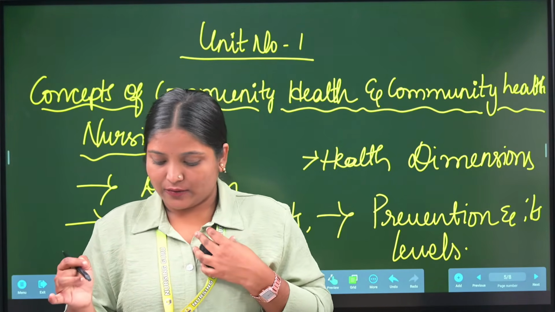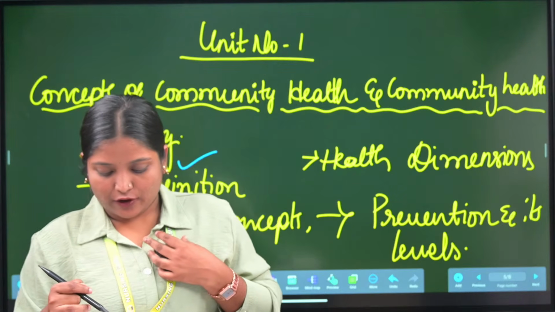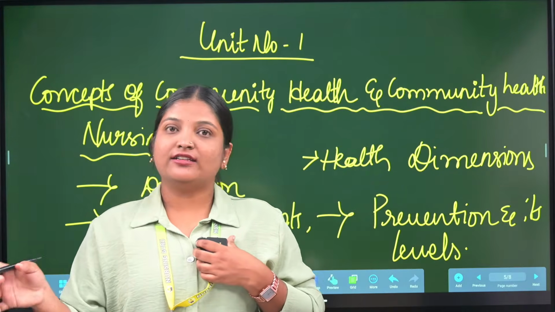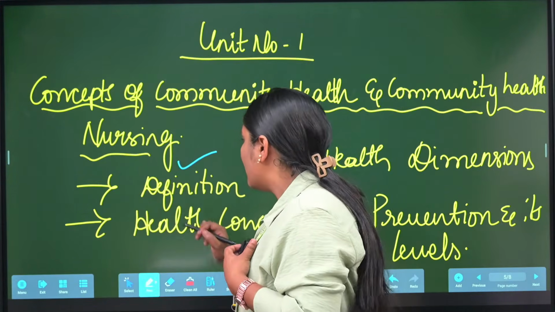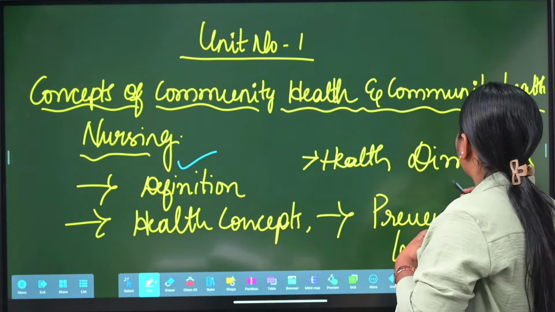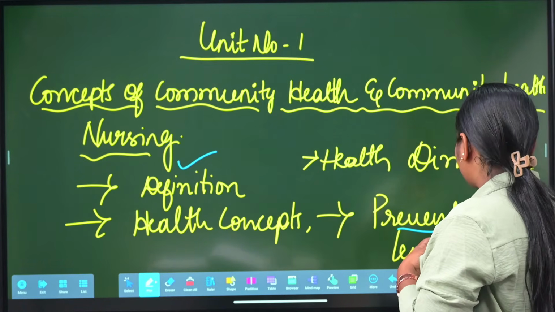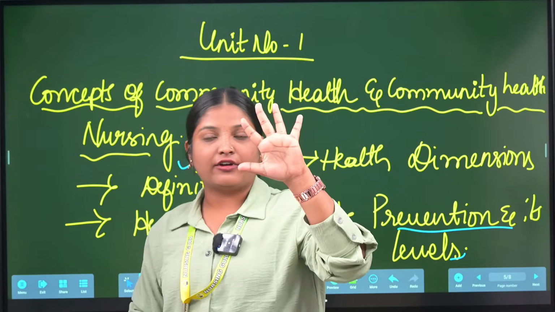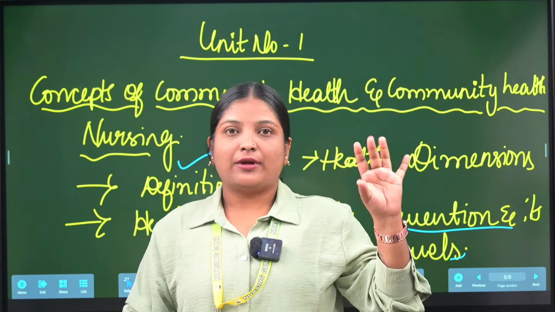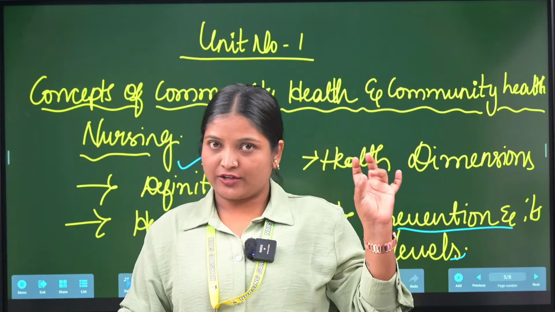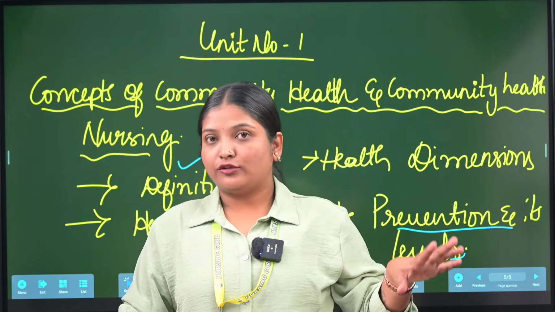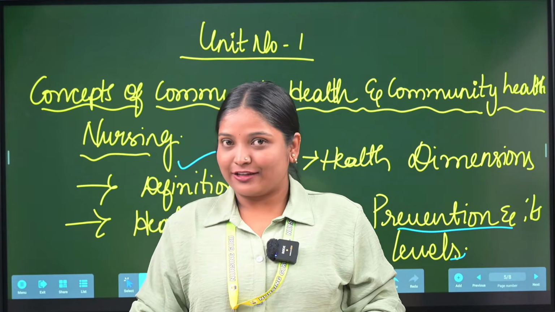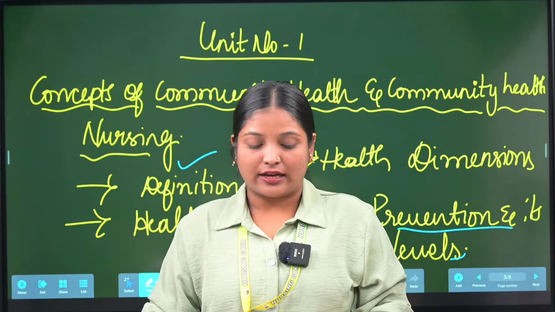Next one is the review of concepts of health, illness, disease, definition, dimensions and determinants of health and diseases. I have already told you. The next one is all about prevention and its levels. They may ask a 5 marks question: write about the levels of prevention. Primary, secondary and tertiary prevention are there, so you have to explain that. That is very important.